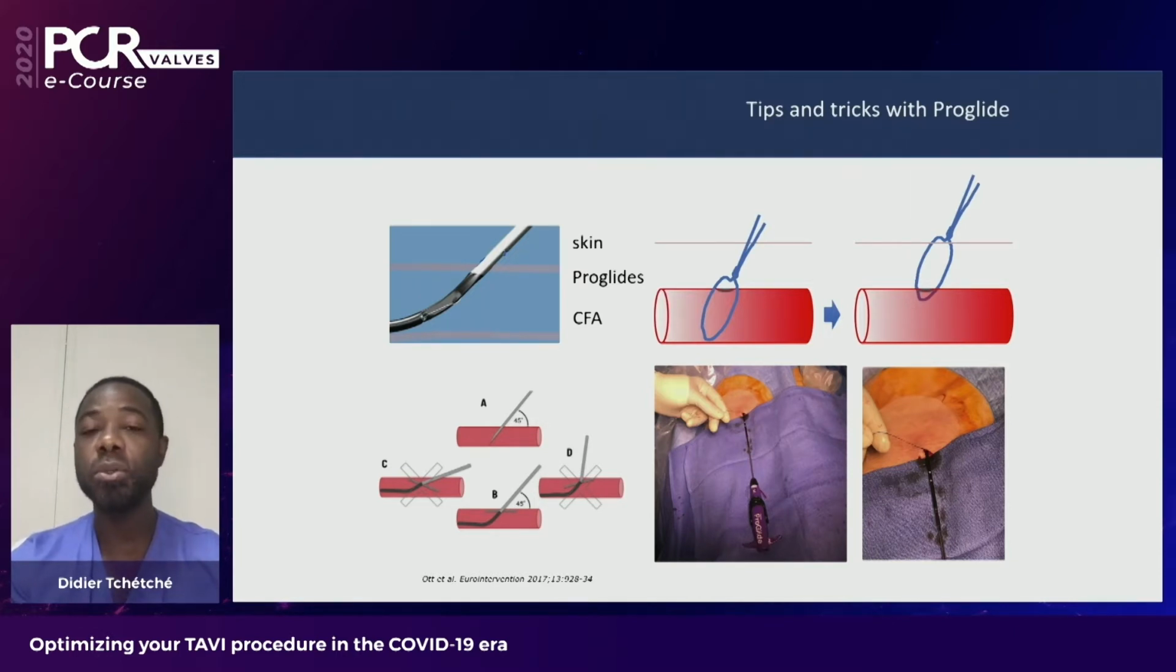Once you've deployed the sutures across the anterior wall of the common femoral artery, it is standard practice to pull on the strings to remove the slack. You keep both strings parallel, and just by pulling on them, you will remove the slack from within the vessel, increasing the efficiency of the closure at the end of the procedure.